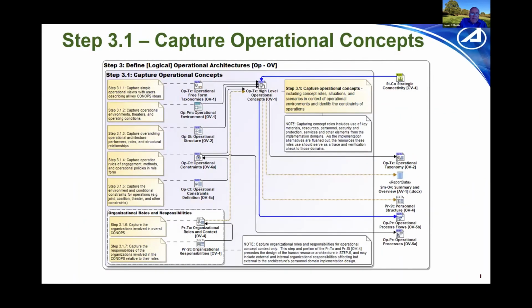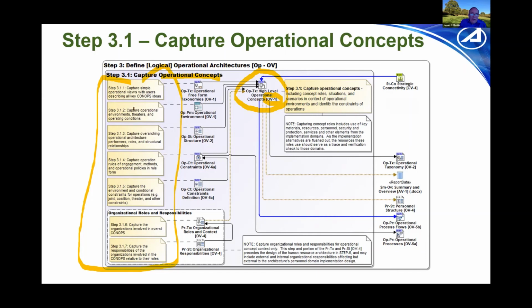So going down one level in the workflow, this is step 3.1, dealing with capturing the operational concepts. So we saw this before, the high-level operational concept. Notice we also indicate in square brackets the DODAF designator, because a lot of people are still more familiar with that. At the third level, we have these 7 steps. And then there's the corresponding UAF views for each of those steps.